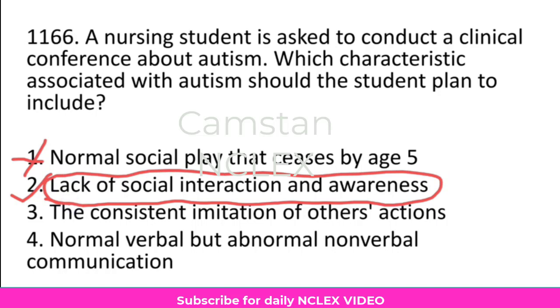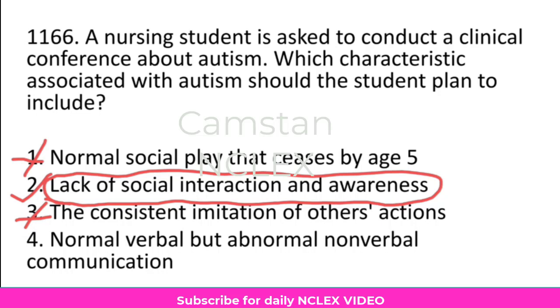And option 3 is the consistent imitation of others' actions. The child with autism is not able to imitate others' actions. He is in his own world and not interested in social activities, and there is a lack of communication seen. This option is also an incorrect one.